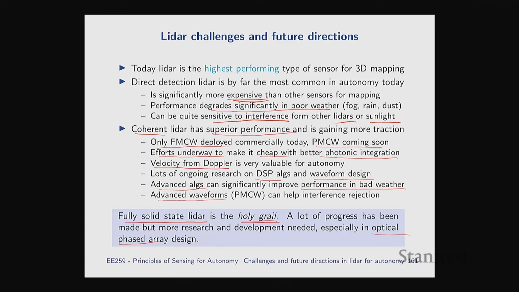And that's it about LiDAR. Any questions? Yes. Performance in bad weather can be improved by algorithms. I thought that's the limitation of the wavelength. Well, it's a limitation.